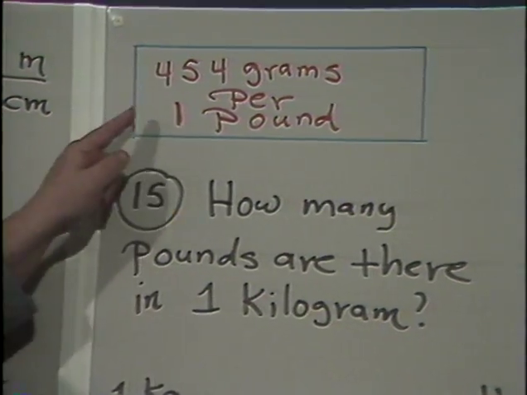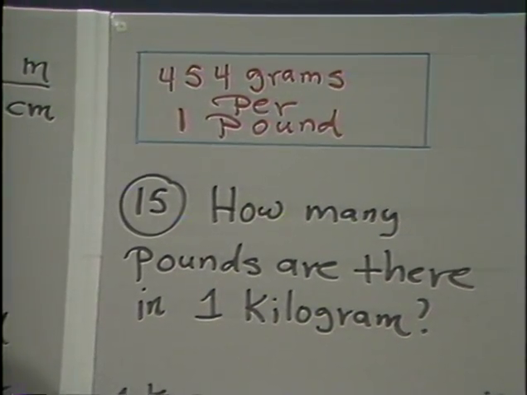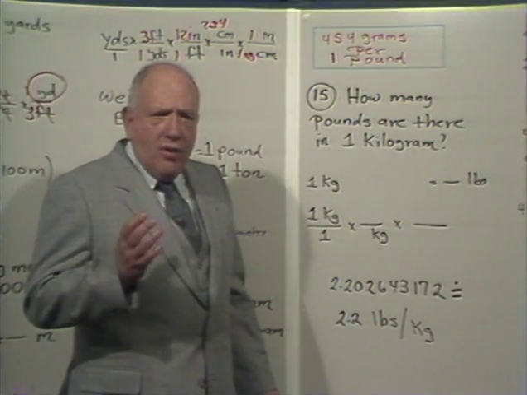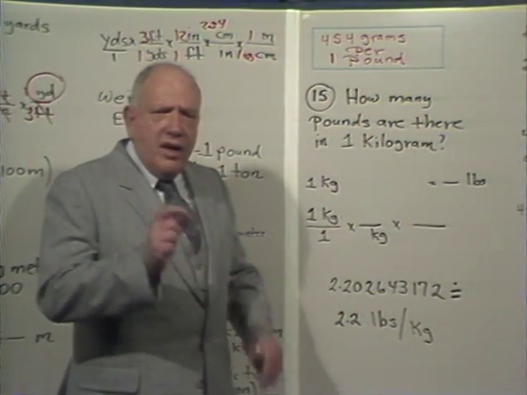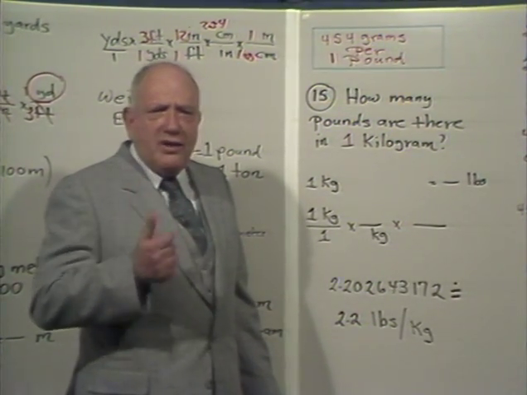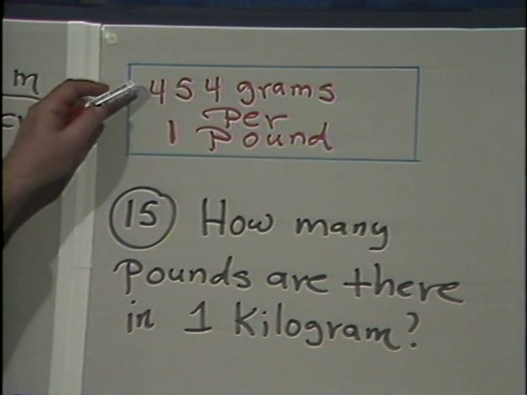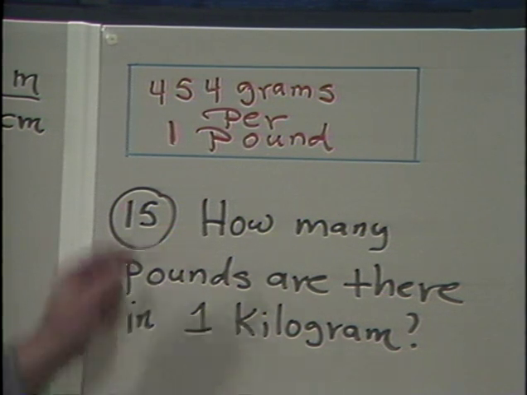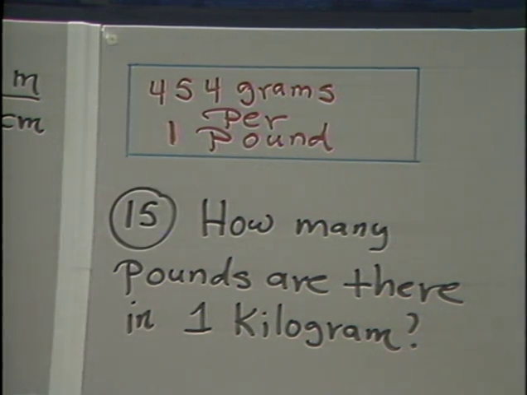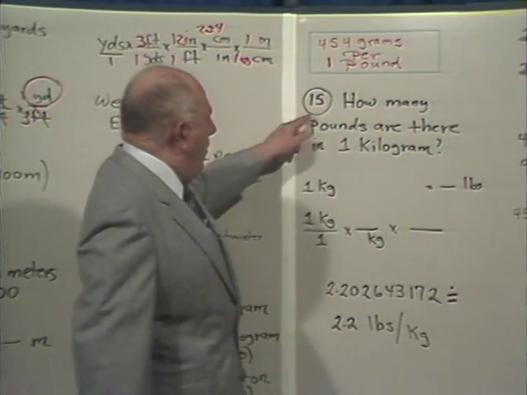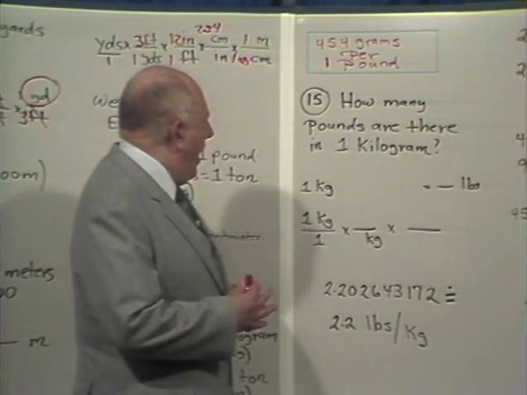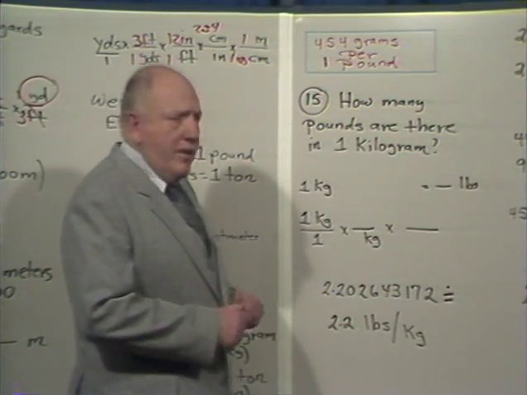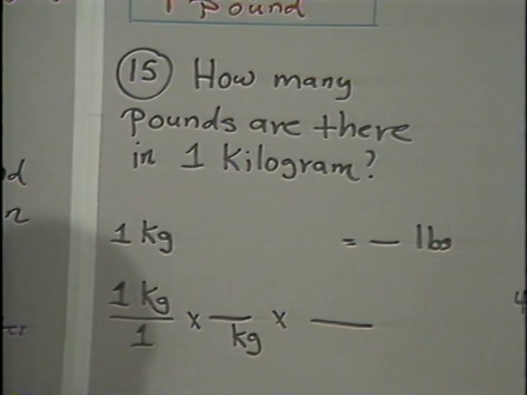The key, again, all you have to do is have a crossover. In other words, to go from the metric to the English, someplace I have to have a cultural exchange. And it turns out that the same weight that requires 1 pound in the English system takes 454 grams to make that measurement. So suppose I were to say to you, how many pounds are there in 1 kilogram? See, 1 kilogram equals blank pounds.